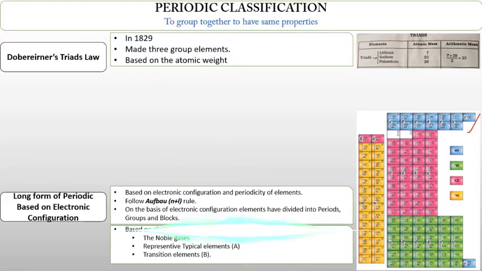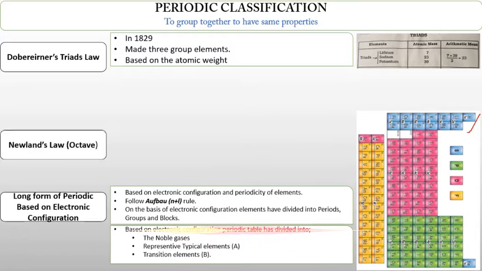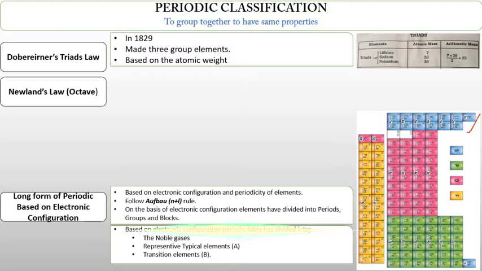Here the figure on the right shows Doebereiner's triads. In the lithium, sodium, potassium group he made, he concluded that the atomic weight of sodium can be found by the addition of the first and last elements divided by 2. It means he took the arithmetic mean of two elements and found the atomic weight of the third element.